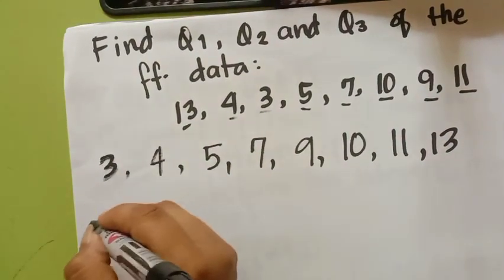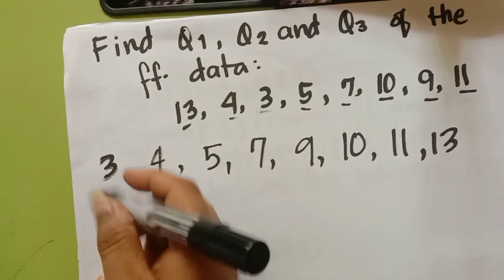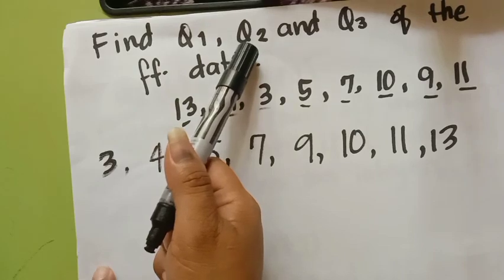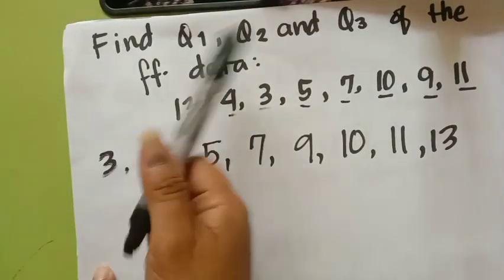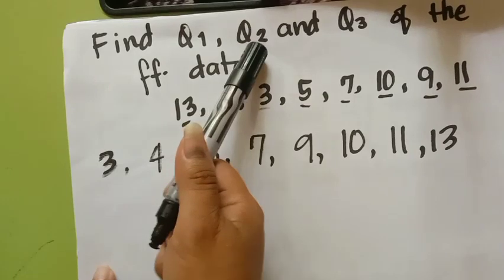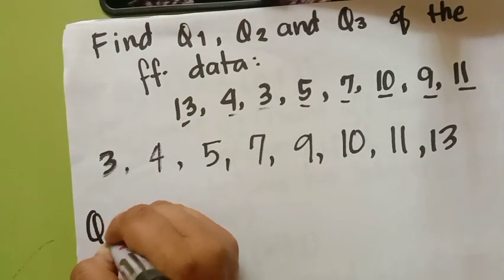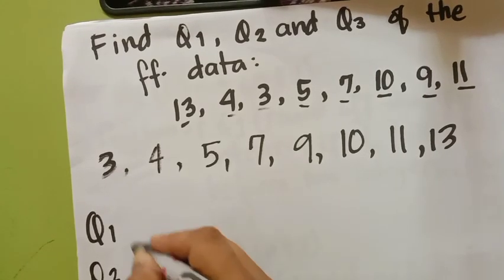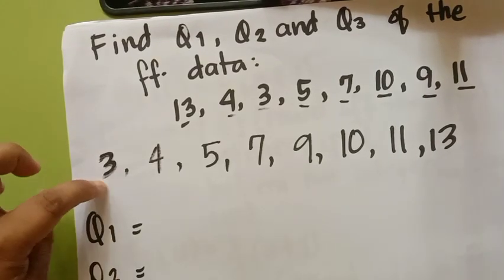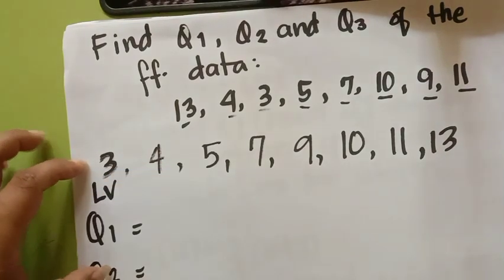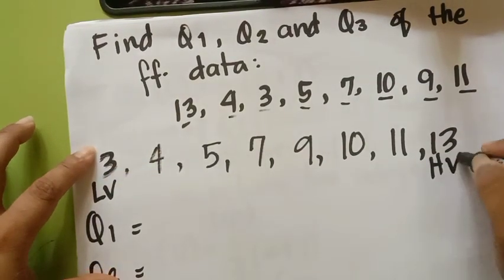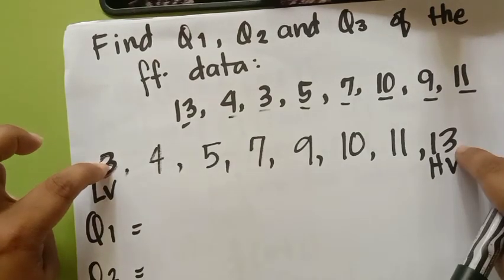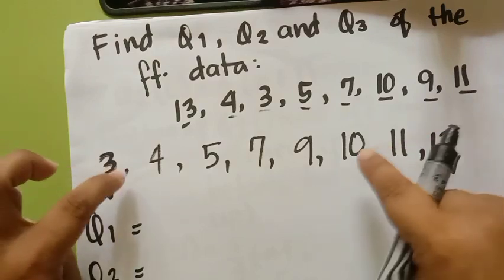So, ang una muna natin gawin is to determine the middle value or Q2. Kasi, mas madaling kuhanin yung Q1 and Q3 kung alam na natin kung ano ang Q2. Okay? So, ang lowest value is 3. This is the lowest value. Then, the highest value is 13. So, ano yung nasa pagitan ng lowest value and highest value?